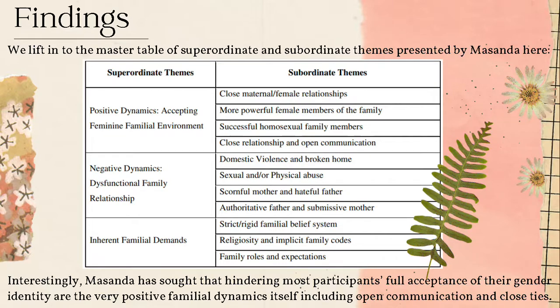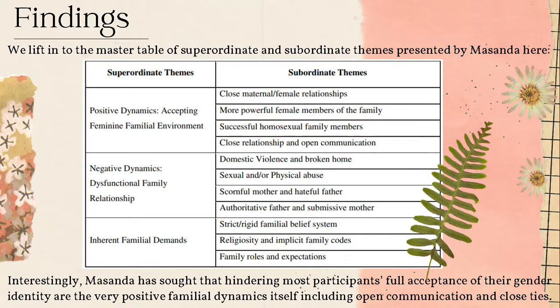The second category is the negative dynamics, specifically the dysfunctional family relationship. The reasons are, number 1, there is domestic violence and broken home. Number 2, there is sexual and/or physical abuse. Number 3, there are scornful mothers and hateful fathers. Number 4, there are authoritative fathers and submissive mothers.